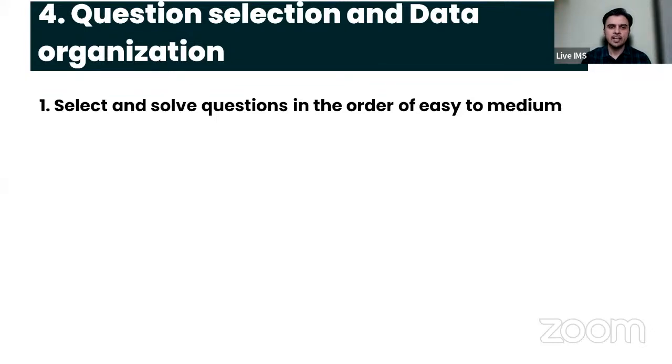Another important thing is select your questions while solving in order of easy to medium. Many times there is always a particular time limit that we allot for a particular section, but sometimes the first question itself is of higher difficulty level, and many students may get stuck there. Because they get stuck in a single question, the time that they have allotted for the QT section keeps on wasting.